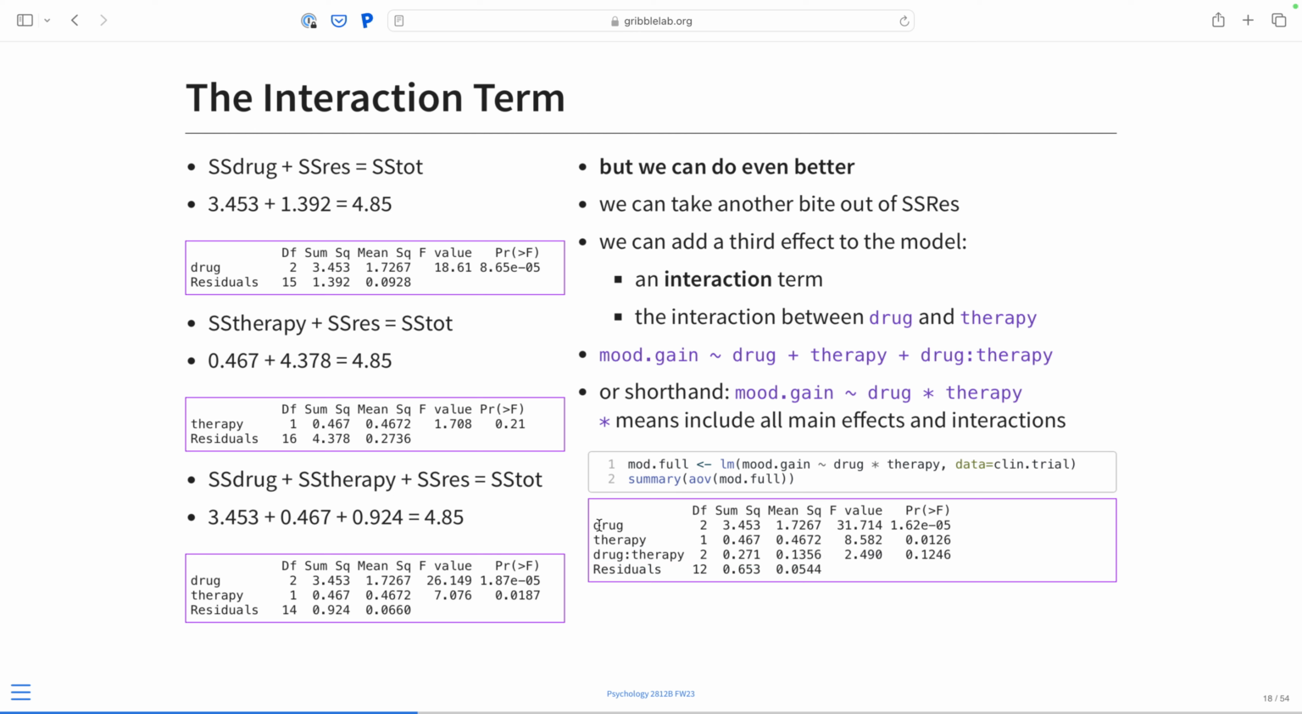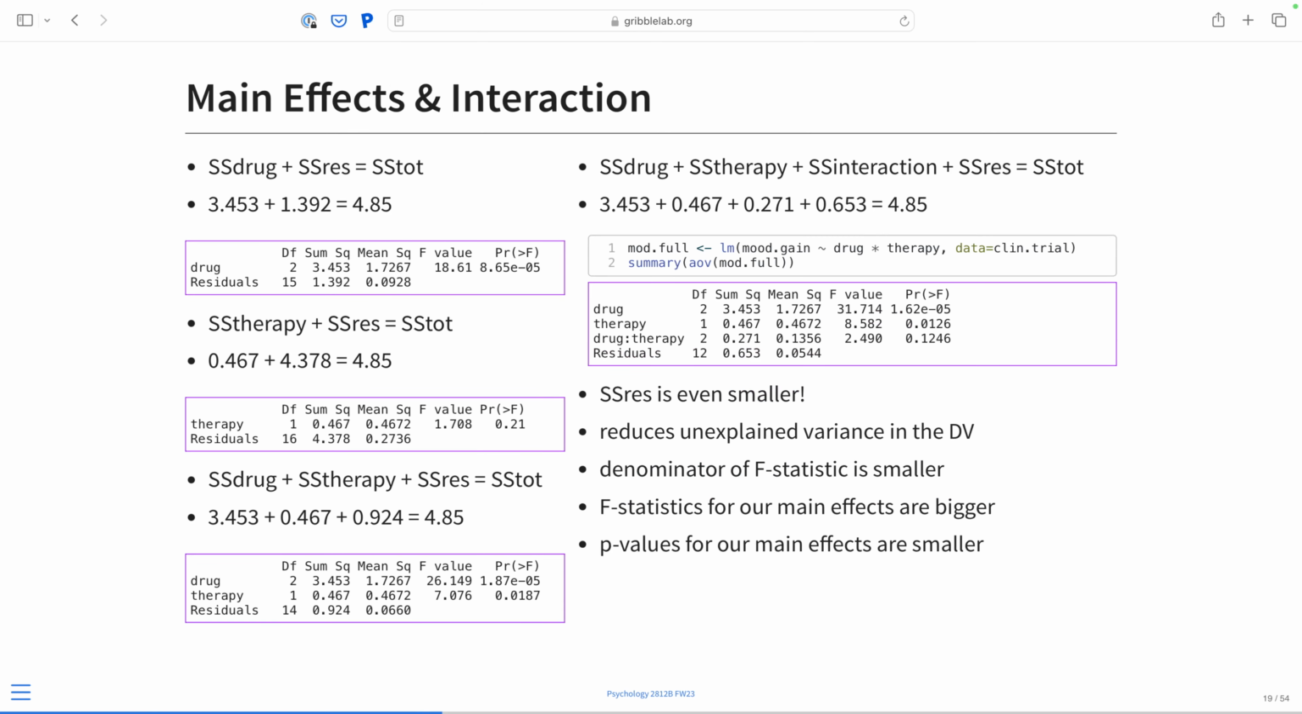We know what the main effects are. Those reflect the marginal means. But now we have a different test, which is the interaction effect. And we'll talk about what that means shortly. So we have a model now with 2 main effects and 1 interaction effect.